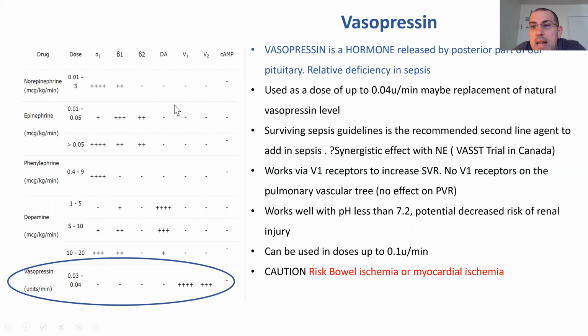Now, since this is not a catecholamine, it's interesting to note that this works well with a pH of less than 7.2. So again, this could come in handy if we're dealing with a refractory acidotic state, we might want to increase the vasopressin level temporarily. And also vasopressin might have the potential for decreased risk of renal injury.